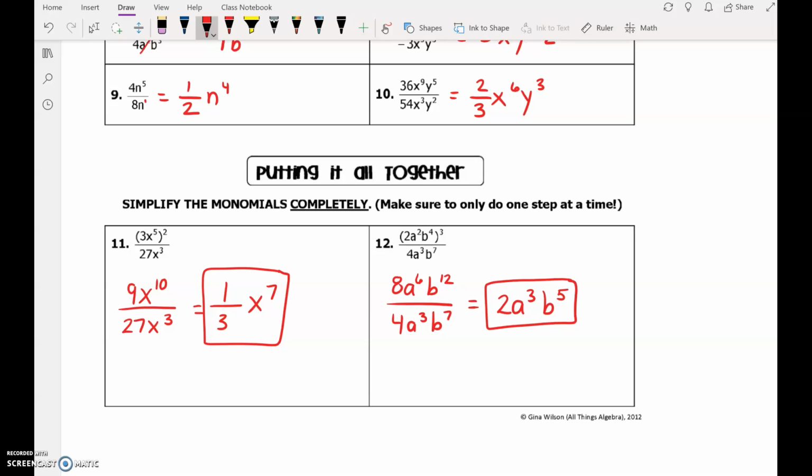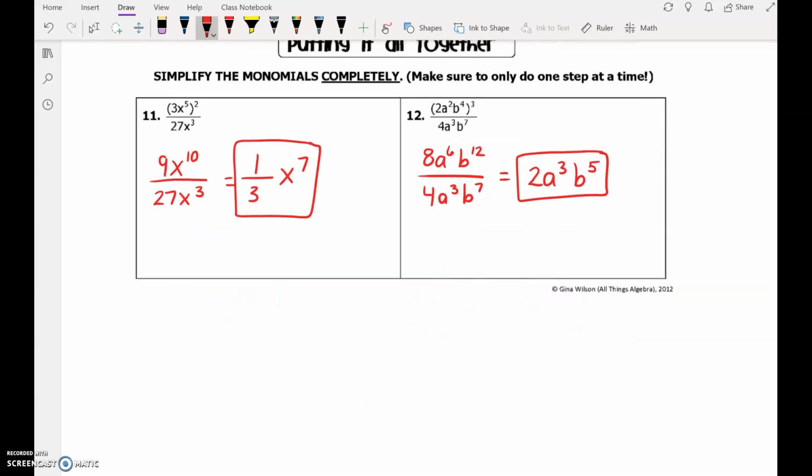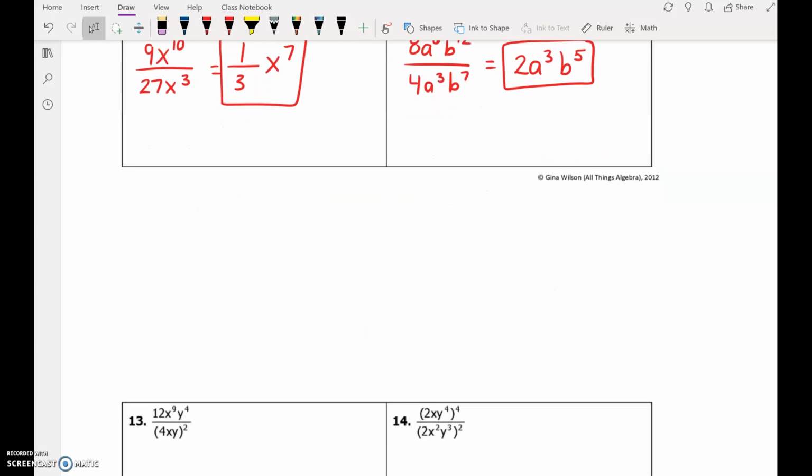Okay, at this point you'll need the second attachment, so if you want to pause the video till you open the second attachment, this would be the time to do that. And we will move on to the back page looking at numbers 13 and 14.